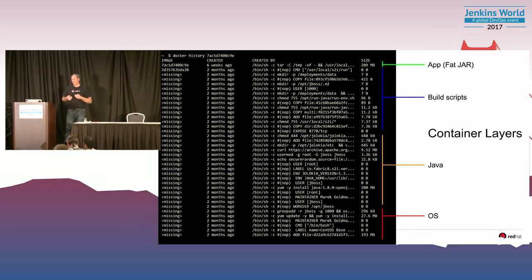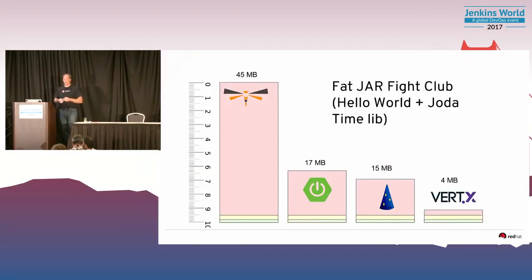So if you have this issue and you have a large fat jar and you're worried that every time I rebuild my jar, I'm shipping all of my dependencies out to my networks 1 billion times a day, think about alternatives. If you look at the relative size of a Hello World fat jar, Wildfly Swarm weighs in at about 45 megabytes, Spring Boot 17, Dropwizard 15, Vert.x 4.